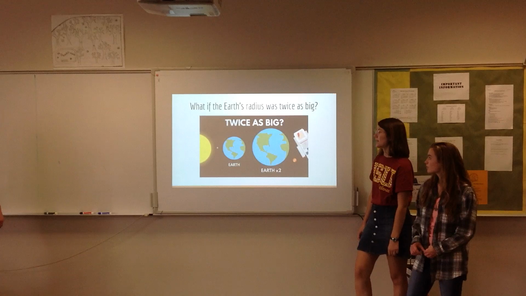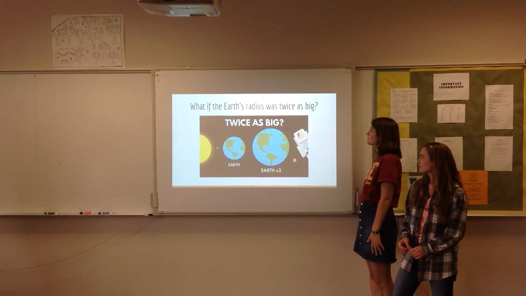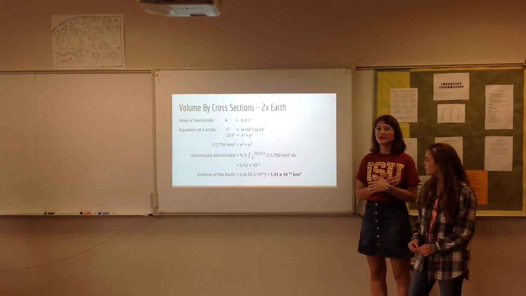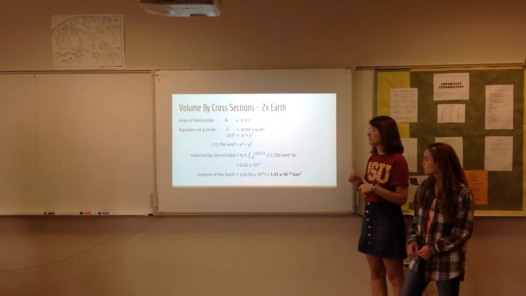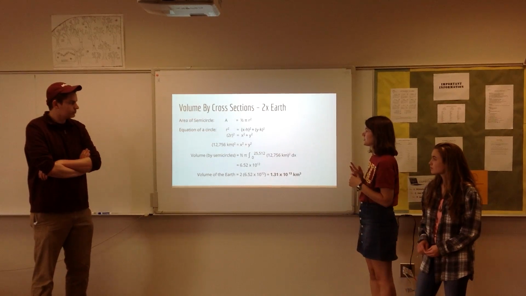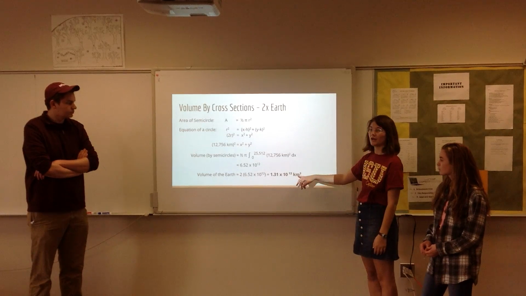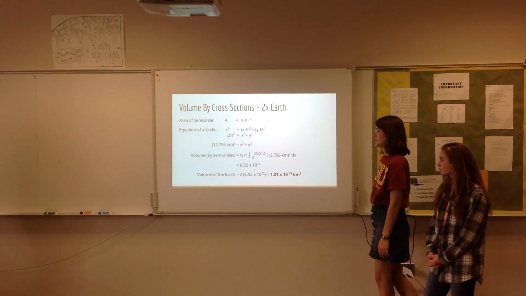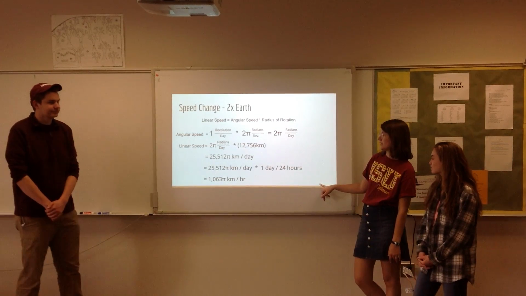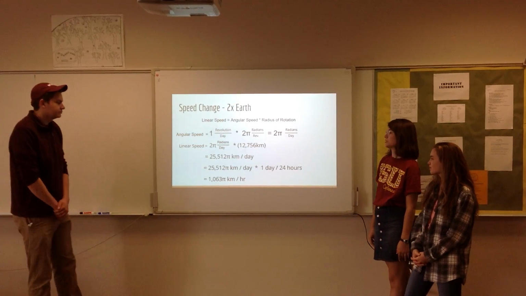So then our first question we answer is, what if the Earth's radius were twice as big? And we just calculate different things to figure out how that would affect different things if the radius were 2 times as big. So we find the volume by cross sections again, but with a doubled radius, and get this number. I'll compare them in a little bit. And then I did a speed change of the 2 times radius as well, and get a pretty large number.